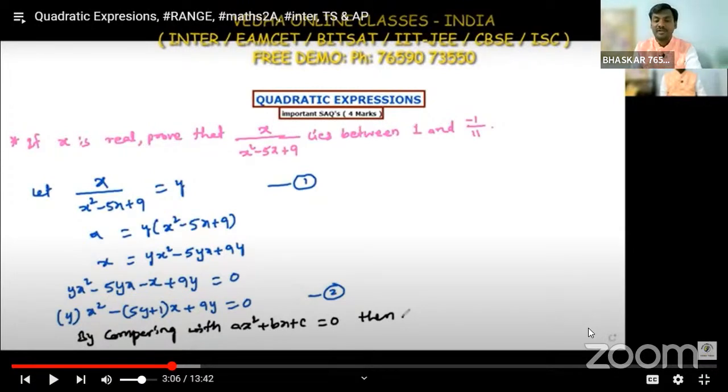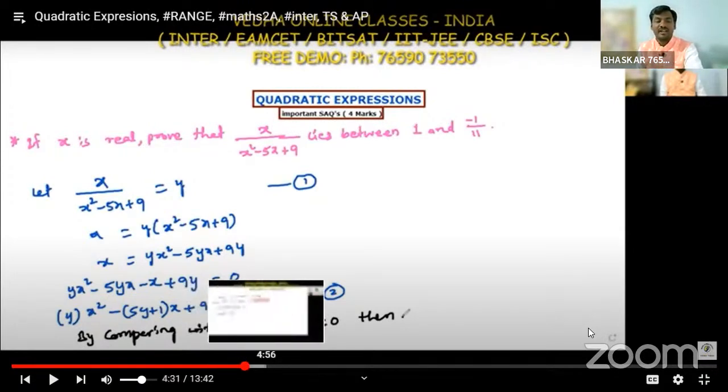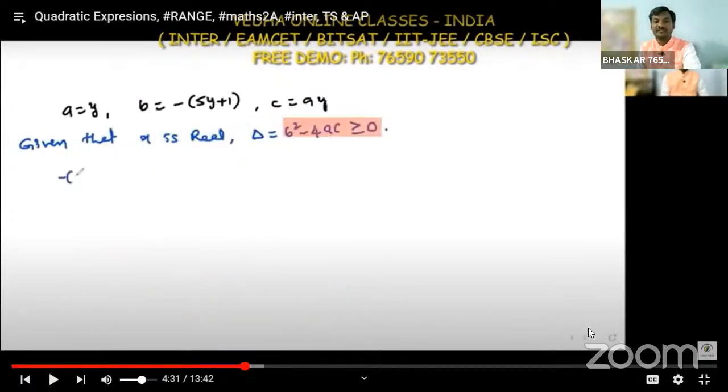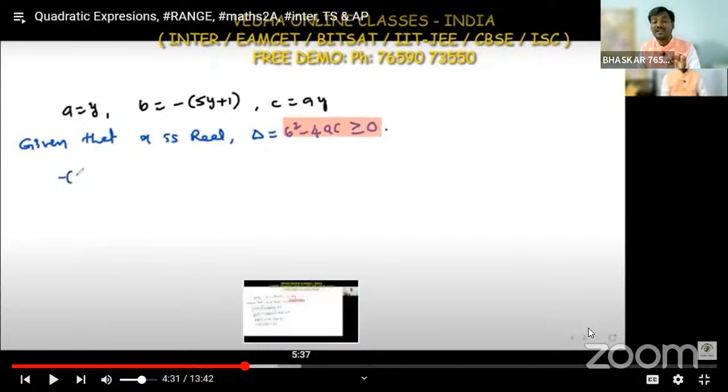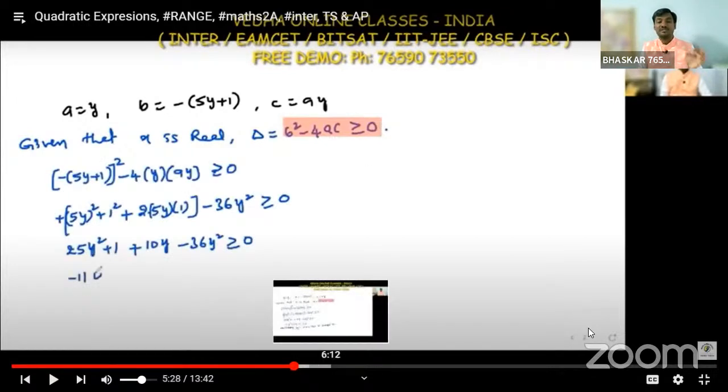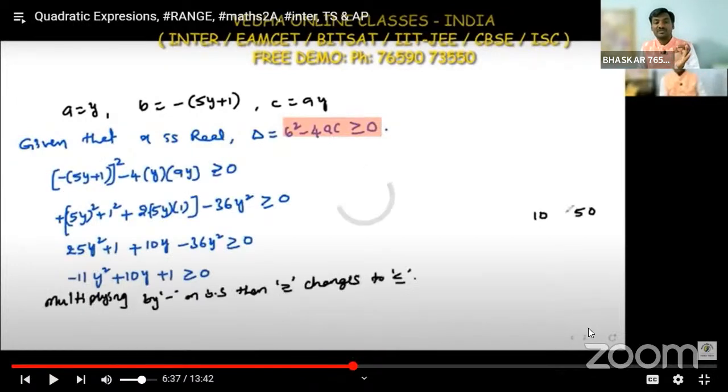After that we write the a, b, c values, and given that x is real, x belongs to R. If x is real, the discriminant delta value, b square minus 4ac, is greater than or equal to 0. We substitute the a, b, c values and apply the greater than or equal to symbol. This is a very, very important step here.